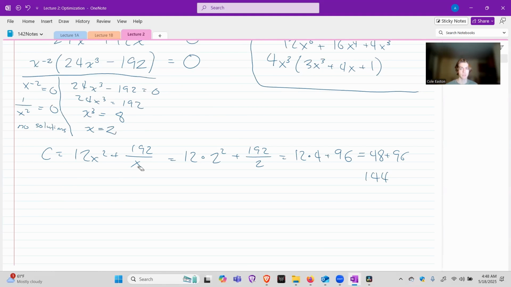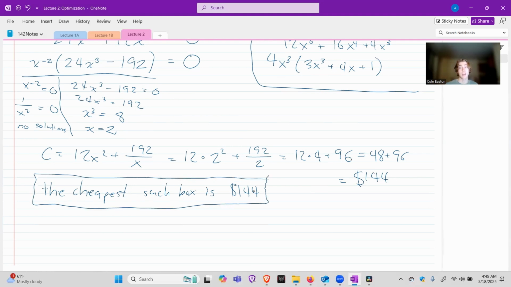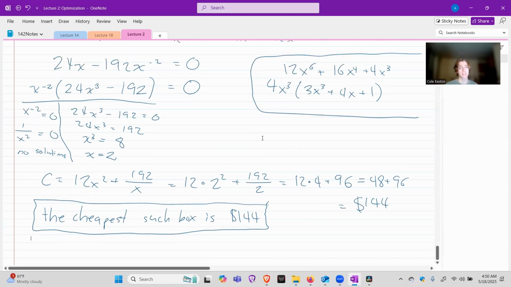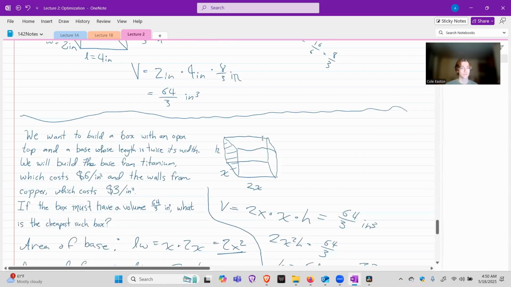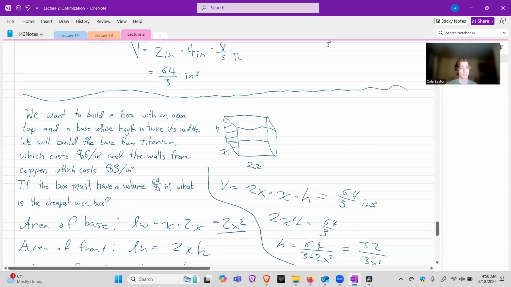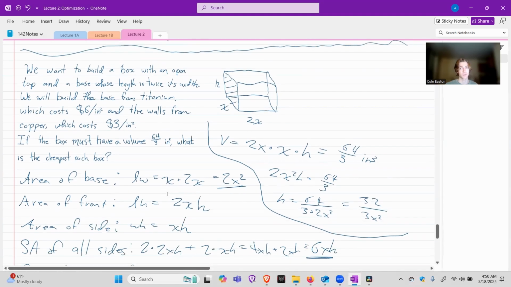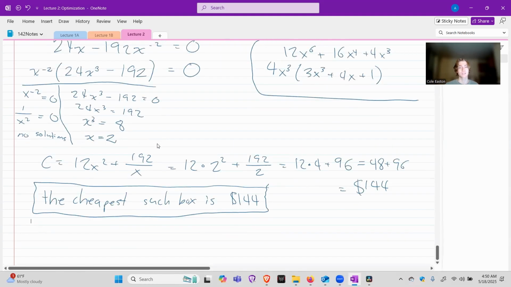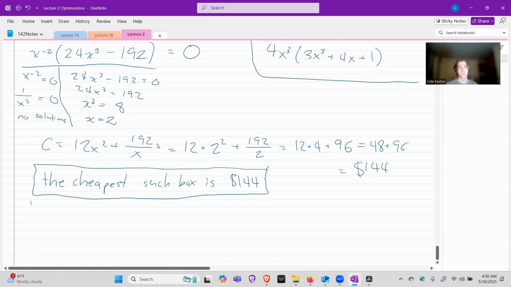And remember that our units on this is in dollars. And so let's just write that as our final answer, that the cheapest such box is $144. And that, of course, is the budget in the previous problem, which gave us a maximum volume of 64 thirds cubic inches. And now we're fixing the volume and we get that as the cheapest cost. So that is not a coincidence, actually.